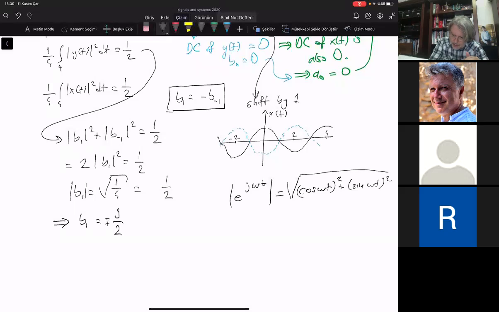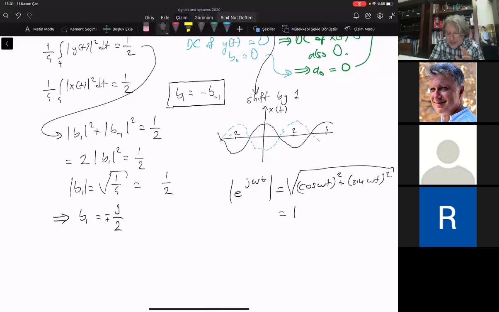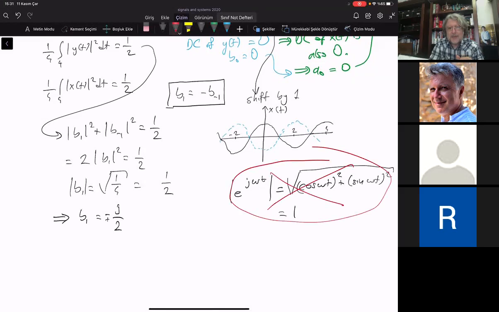Yes, it's correct. So what is it? 1. Yes. 1. E to the j something's magnitude is 1. It is just an angle that rotates with an origin. It is just rotating, and the radius of that rotating circle is 1. As t runs from minus infinity to infinity, it's just rotating. It makes a rotation, nothing else. This is something out of context. I was just curious whether you really know this or not. So you may just ignore it if you wish.